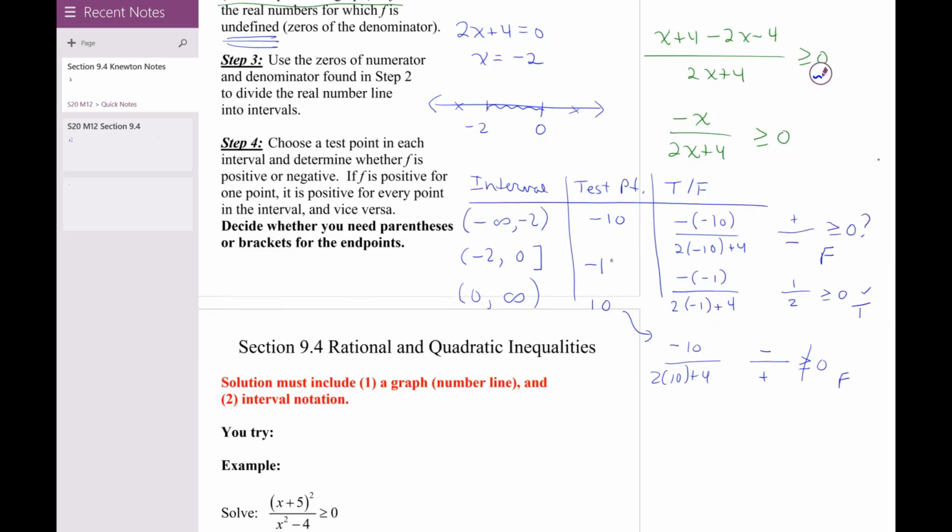So my number line answer is x can't be negative 2 because that's going to be a vertical asymptote, but it can be 0, because look at the original inequality, and 0 works just fine. And then you can see that the interval notation just follows right from the graph.